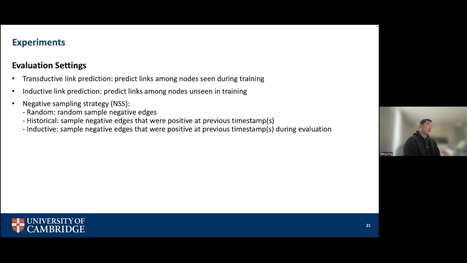For the evaluation settings, we evaluate our model and baselines on 2 types of link prediction tasks. First is the transductive link prediction, and second is the inductive link prediction. We also follow previous work by evaluating the models on different negative sampling strategies. First is called random, which means that we randomly sample the negative edges. Second is the historical, where we sample negative edges that were positive at previous timestamps. And inductive, where we sample the negative edges that were positive at previous timestamps during evaluation.